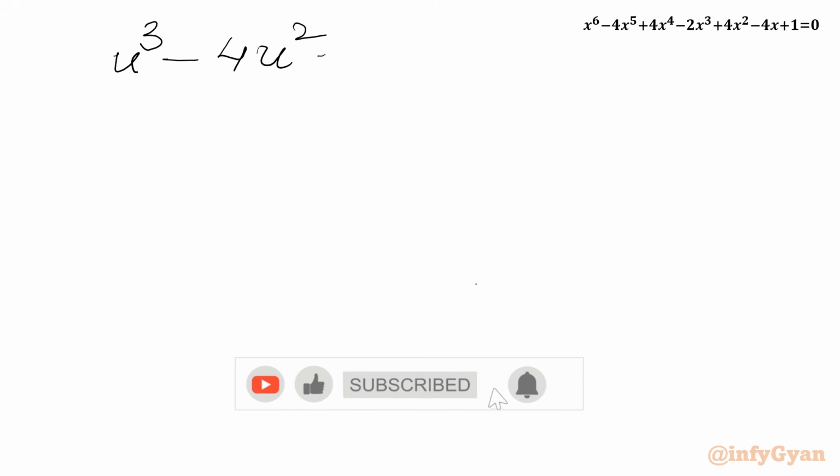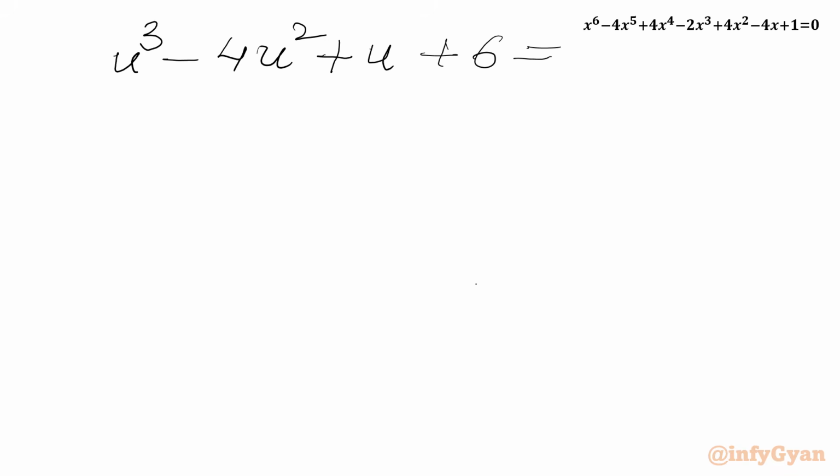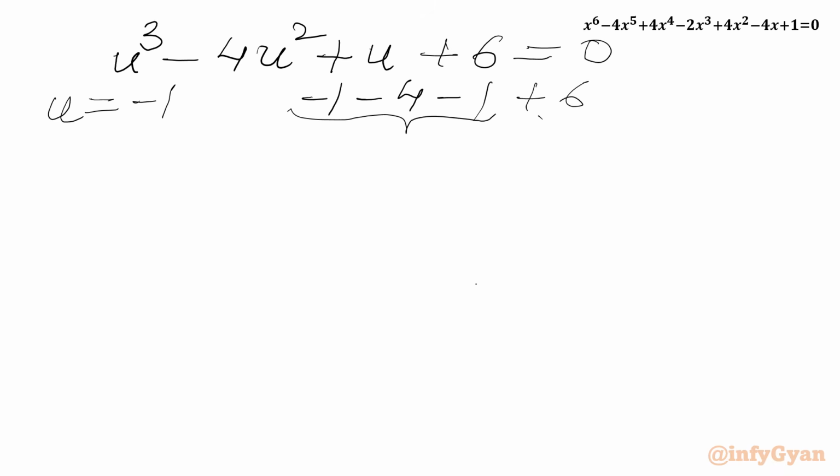Let me write equation here. u cube minus 4u square plus u plus 6 equal to 0. Let us put u equal to -1. So minus 1 cube is minus 1. Minus 4 times minus 1 square minus 4, minus 1 plus 6. So here we have minus 6 and here we have plus 6. So yes, u equal to -1 will be the basic solution for our equation.